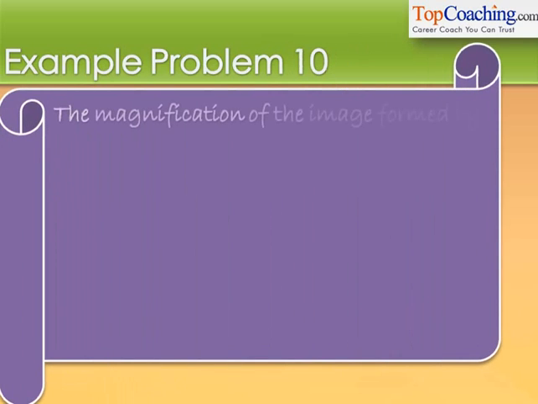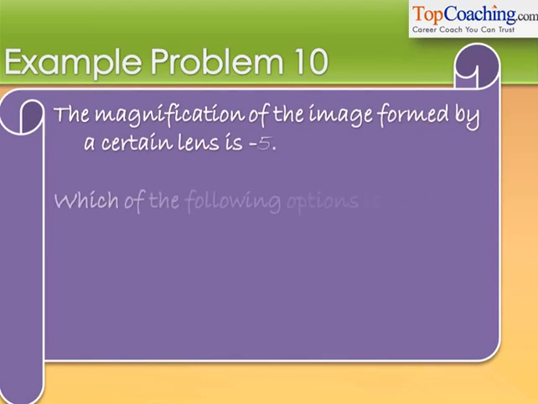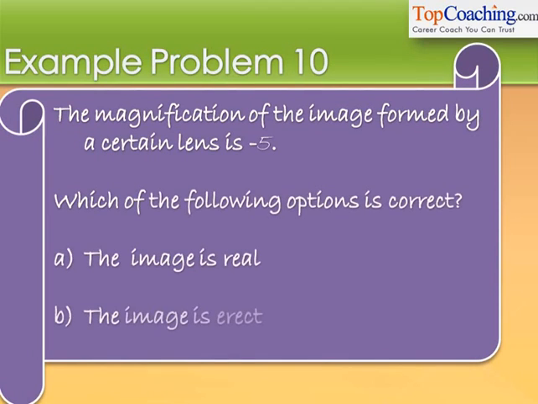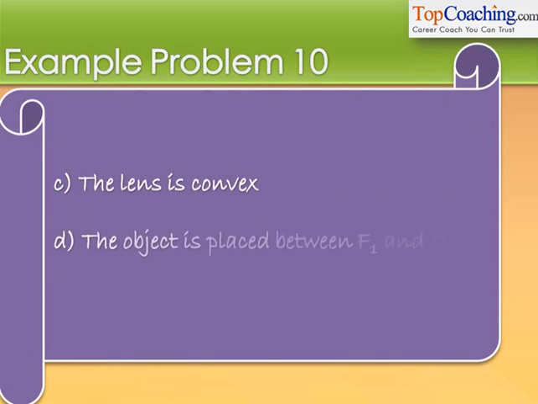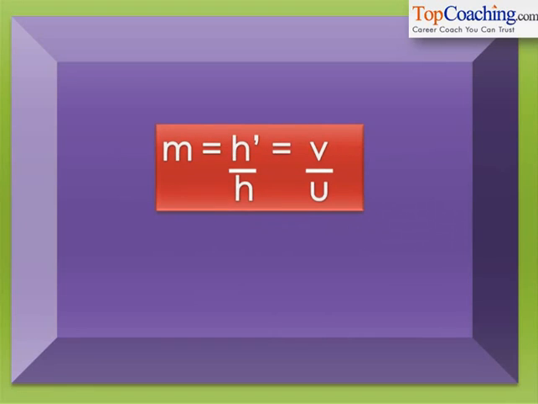Here's another problem. The magnification of the image formed by a certain lens is minus 5. Which of the following options is correct? The image is real. The image is erect. The lens is convex. The object is placed between f1 and O. Now this is again a very complicated question, or at least that's how it seems at first glance. It is only given that the magnification is minus 5, and we are asked so many things. Now before we go ahead and tick one of these options, we must understand a bit more about magnification.